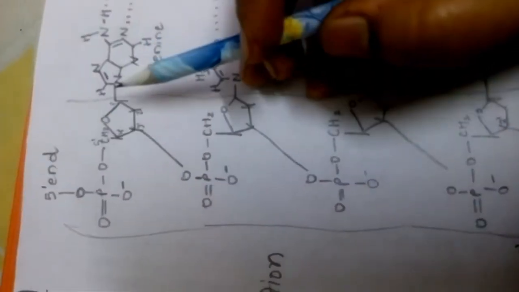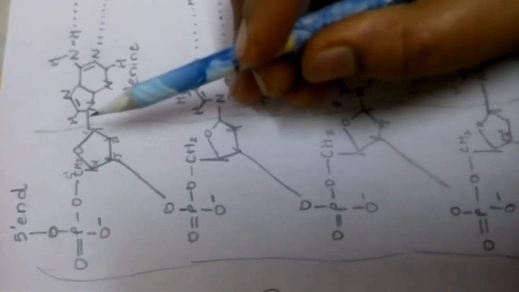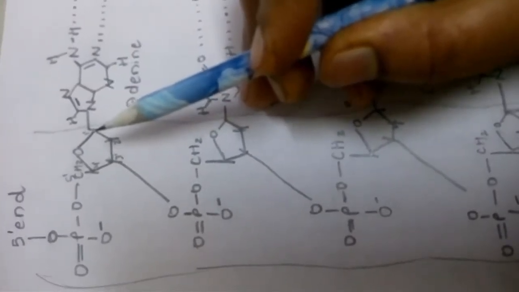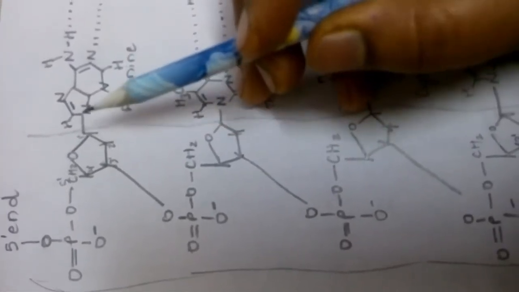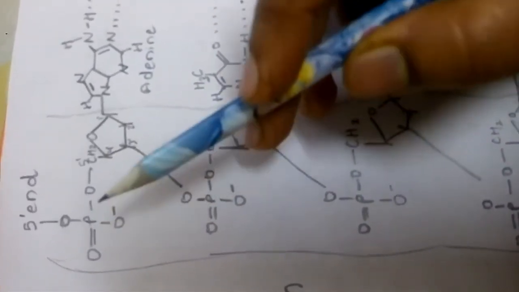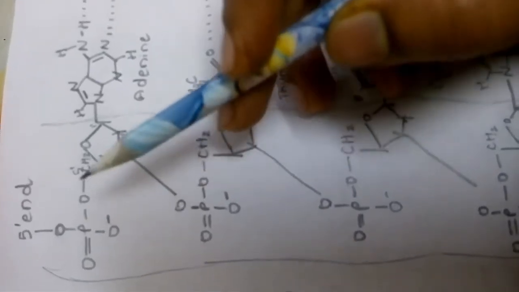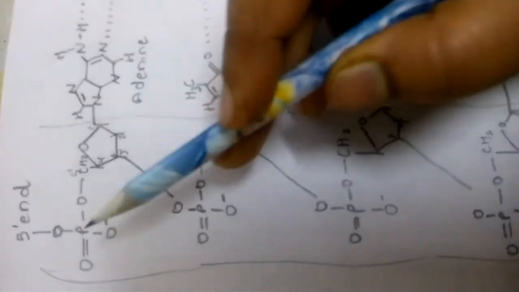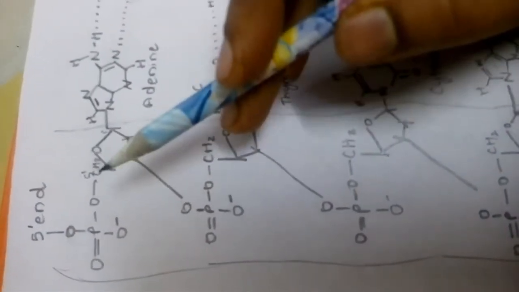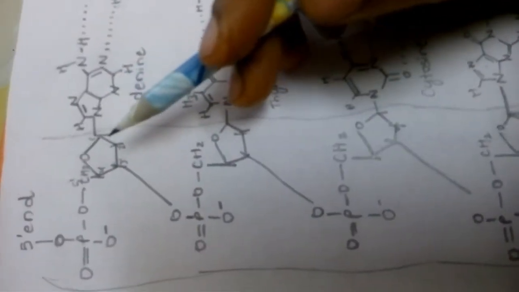So let's see the bonding. The nitrogenous base is attached to the deoxyribose sugar by N-glycosidic linkage, and the phosphate group is attached to the deoxyribose sugar by a phosphoester bond. So there are two types of bonds in a nucleotide. One is a phosphoester bond and another is the N-glycosidic linkage.